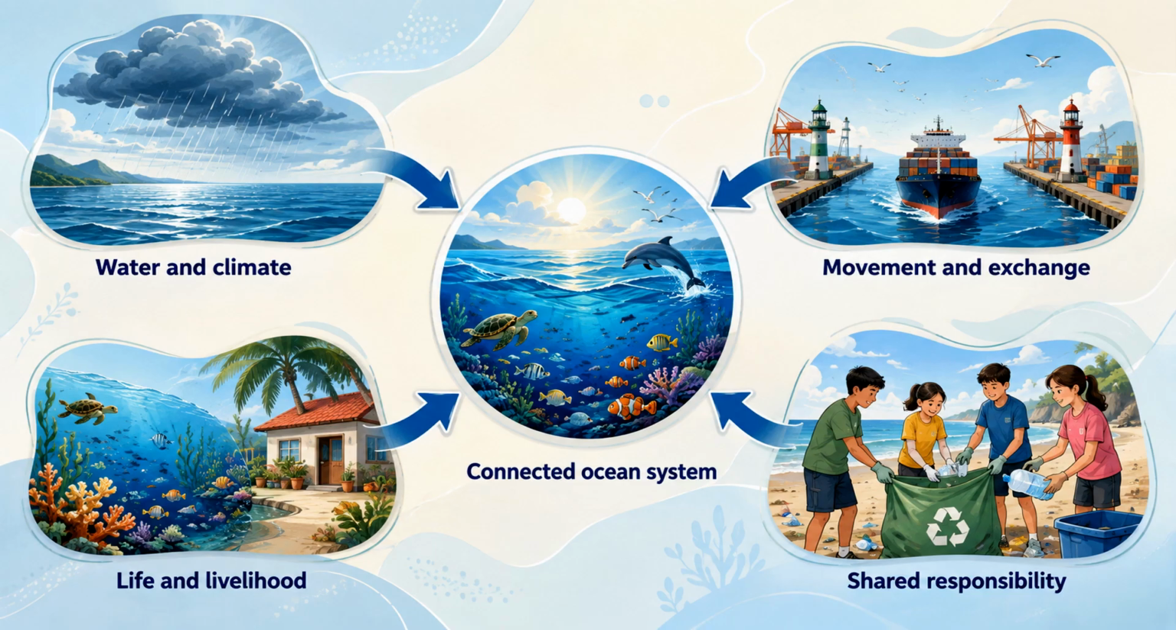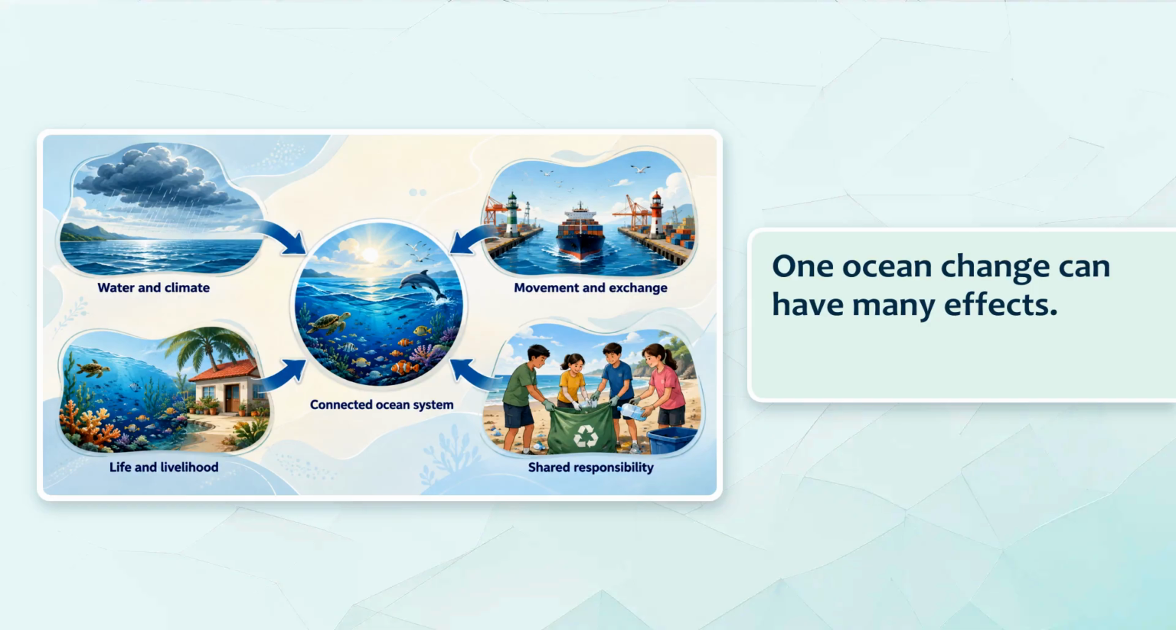Each branch affects more than one part of life, so a change in an ocean ecosystem can also reach livelihoods or other connections. The concept map helps us see one active system rather than separate facts. The connectors show why the ideas belong together. One ocean change can have many effects. Natural systems and human activities are linked across the branches.